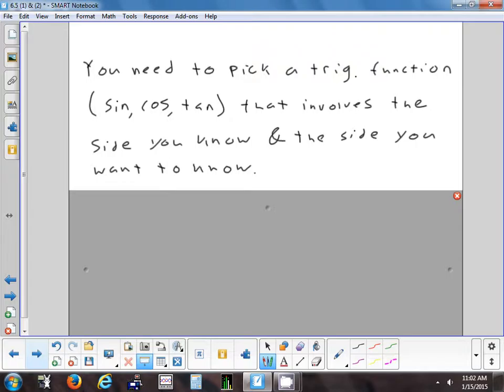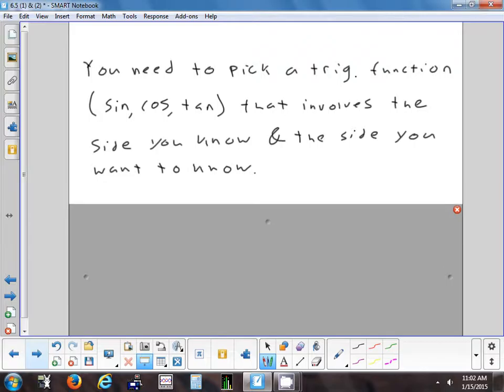If they told you the opposite and you wanted to know the adjacent, now you're using tangent, because tangent is the only trig function out of these 3 that has opposite and adjacent in it. So basically look at what you already know, look at what you want to know, and then we'll make our decision.